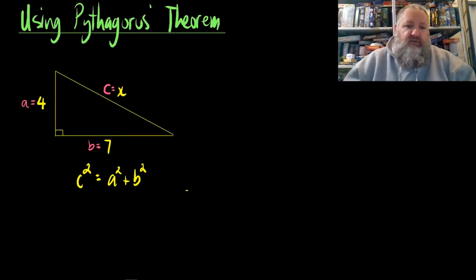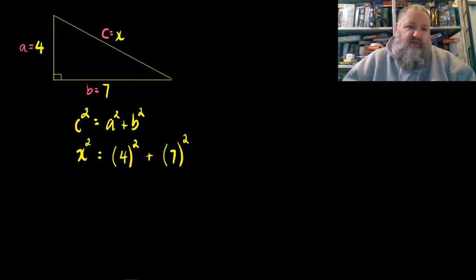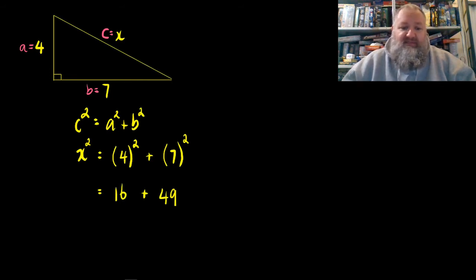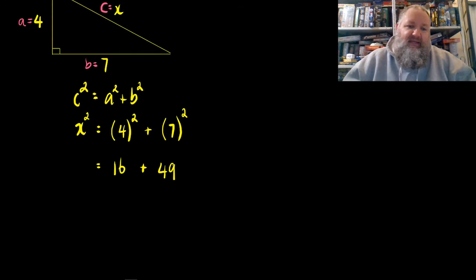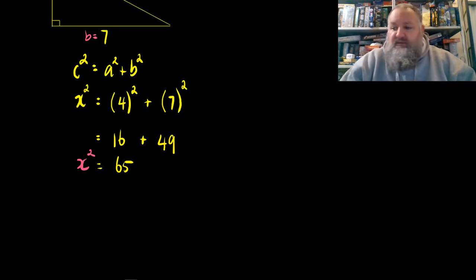So we're going to substitute in the values that we have for A and B. And we're going to say that x squared, because that's really what I'm looking for, my length of C, my hypotenuse, is equal to 4 squared plus 7 squared. I can do those by hand or in my head if I know my times tables. I'm going to get 16 plus 49. Once we have that, I can add them together, 65. And now I have x squared is equal to 65.